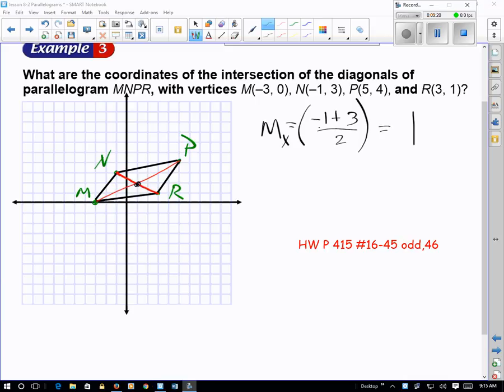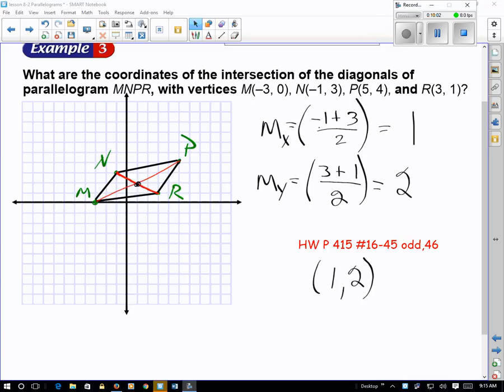Now, I caught that mistake by looking at my graph and saying, you know, that really doesn't look like that x-coordinate is 2. And so I went back and looked at my work to determine what was wrong there. So the y-coordinate is, okay, for n we have 3, and for r it is 1. So 3 plus 1 divided by 2 gives us a y-coordinate of 2. And so the coordinates of the intersection of the diagonals then has to be the ordered pair 1, 2.